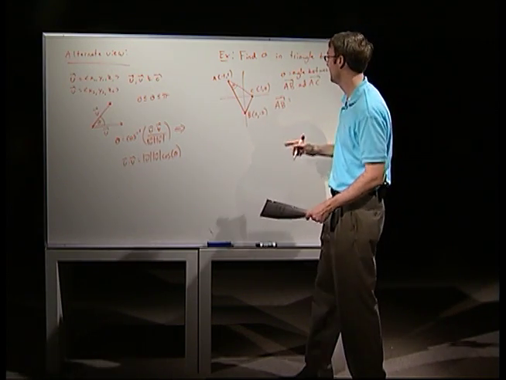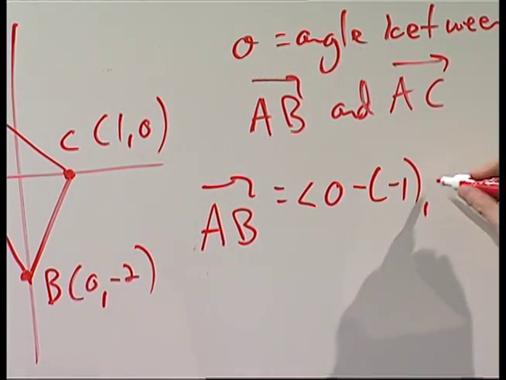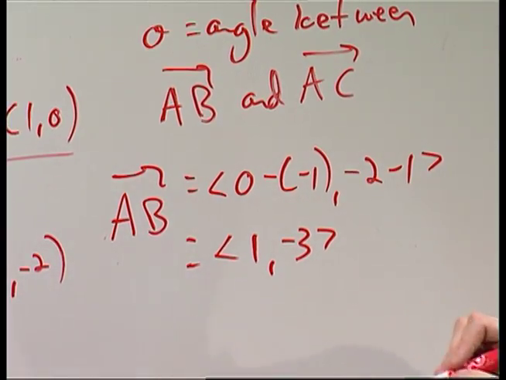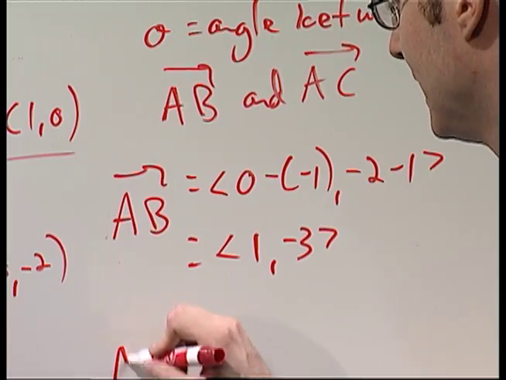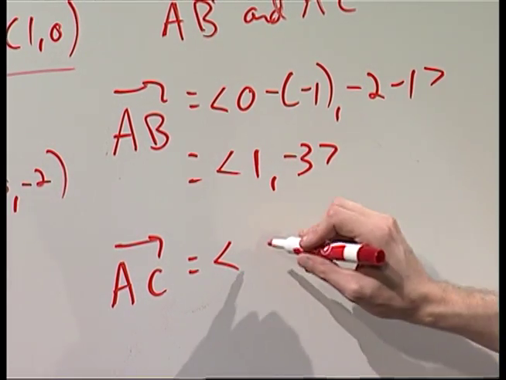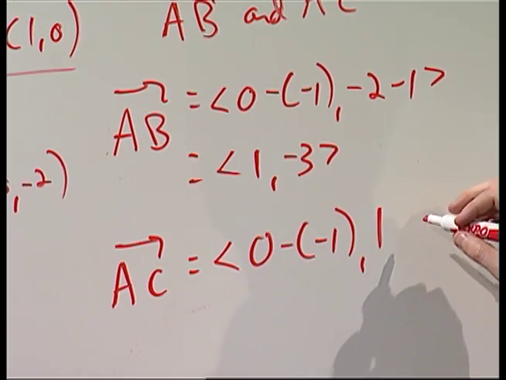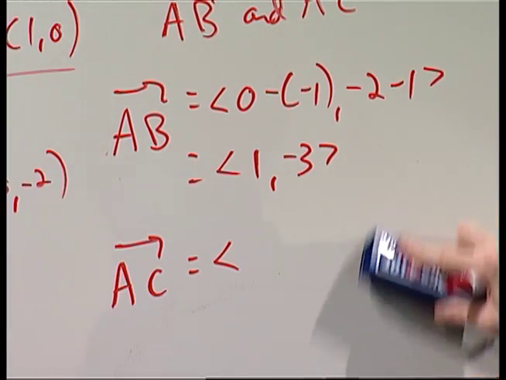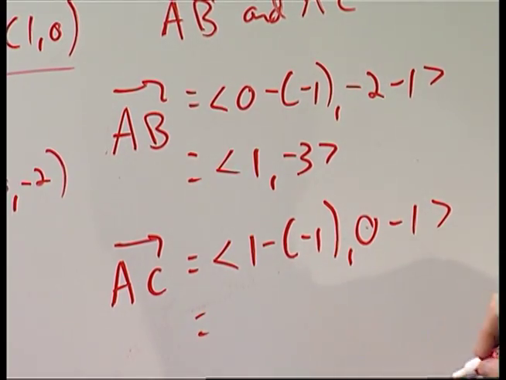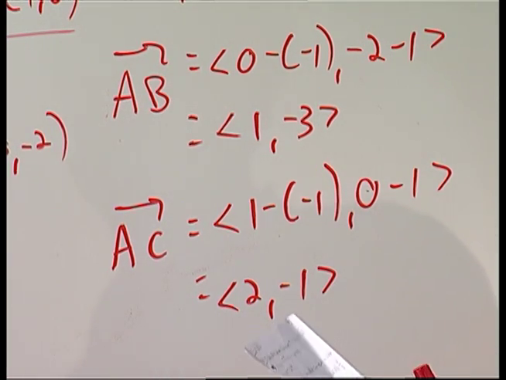All right, so vector AB, right, is whatever, 0 to negative 1, so 0 minus 1, minus 2 minus 1. That ends up being 1, minus 3, right? That's that vector. And AC ends up being a 0 minus 1 and a 1. I'm sorry, I've botched this up. Wait, I've got my coordinates mixed up. 1 minus 1, excuse me, and 0 minus 1, and that ends up being 2, negative 1, right? And everything looks good there.